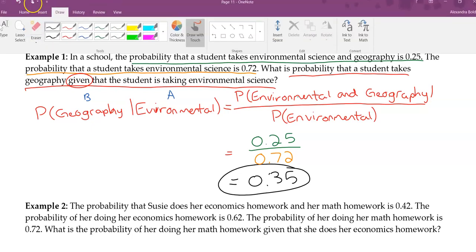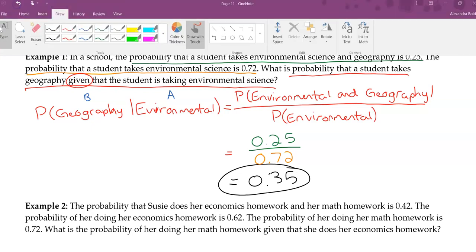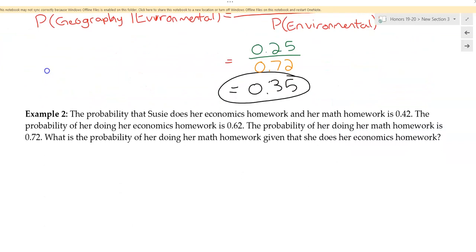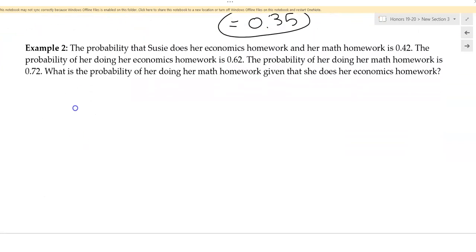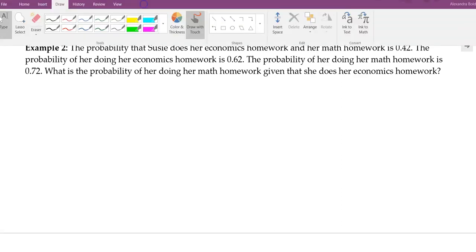Okay, let's look at our next example. The probability that Susie does her economics homework and her math homework is 0.42. The probability of her doing her economics homework is 0.62. The probability of her doing her math homework is 0.72. What is the probability of her doing her math homework given that she does her economics homework?